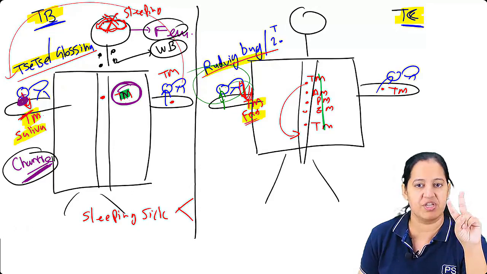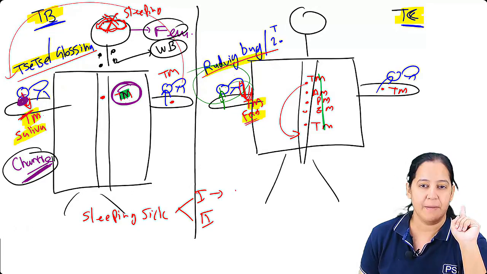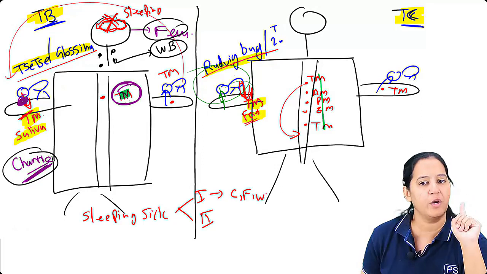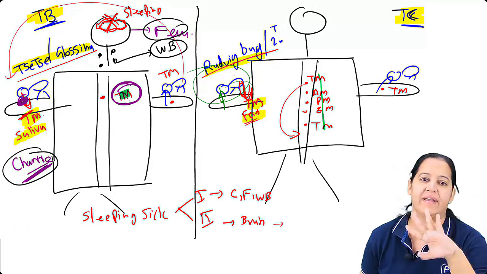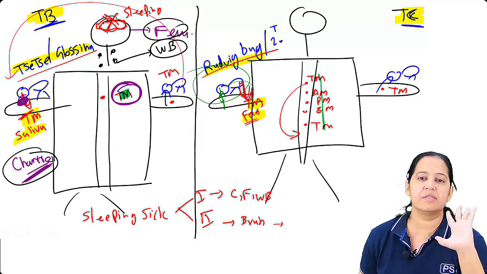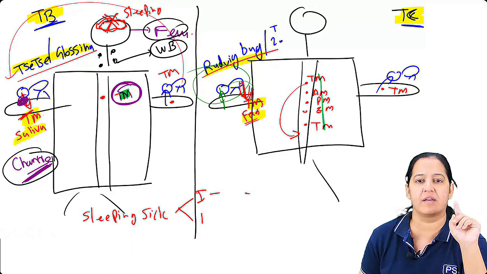It is having 2 stages. Stage 1, stage 2. In stage 1, what are the symptoms? Same as chancre, fever, Winterbottom sign. And in stage 2, the brain is involved. Person is sleeping, coma and death. So this is sleeping sickness. Say yes. The name of the disease is overall sleeping sickness. 2 stages are there. Stage 1, stage 2.